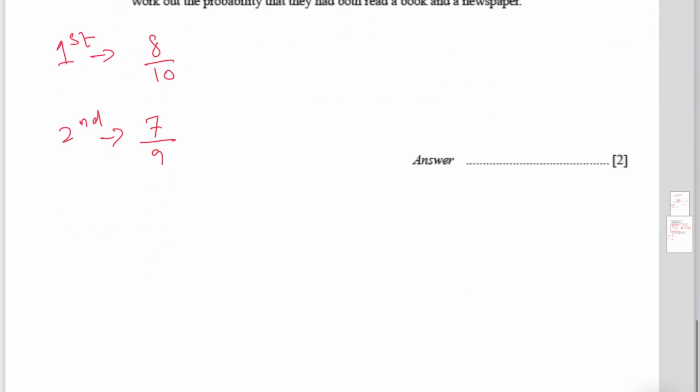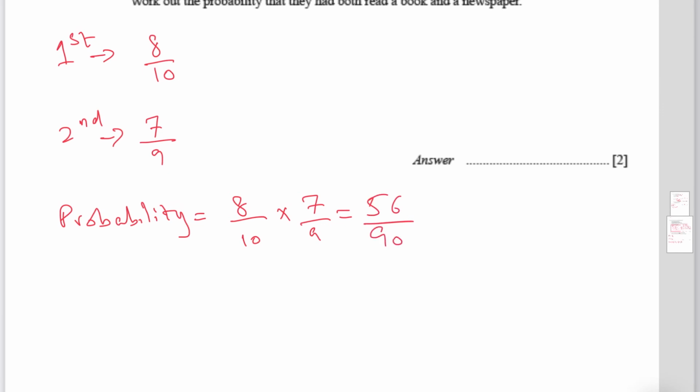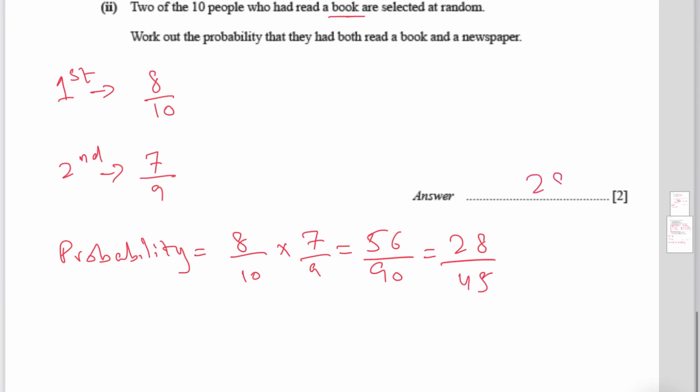So the total probability would be you multiply 8 over 10 with 7 over 9. 8 sevens are 56 and 10 nines are 90. If you simplify this, you get 28 over 45. So you write the answer over here, 28 over 45.